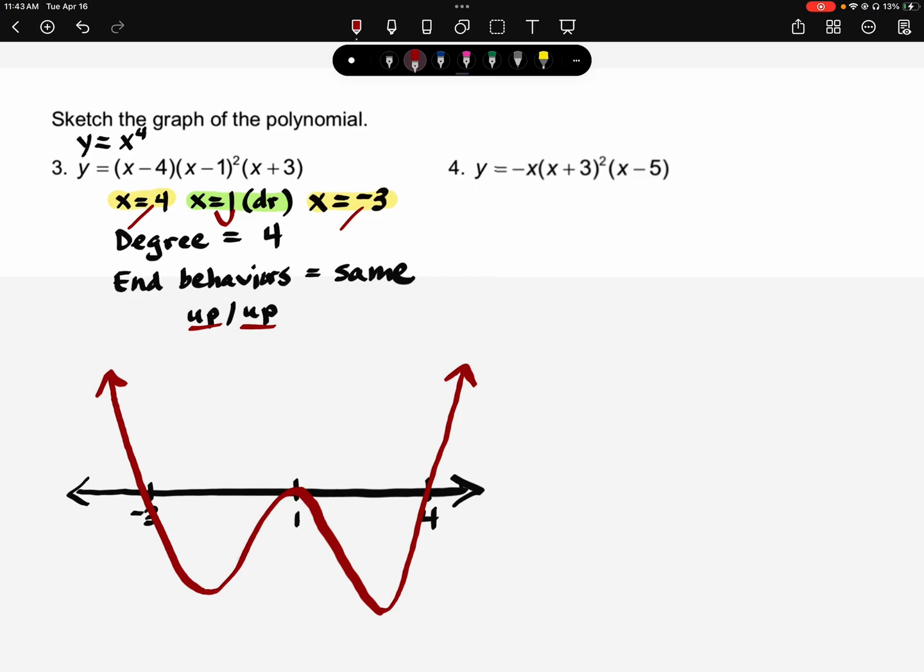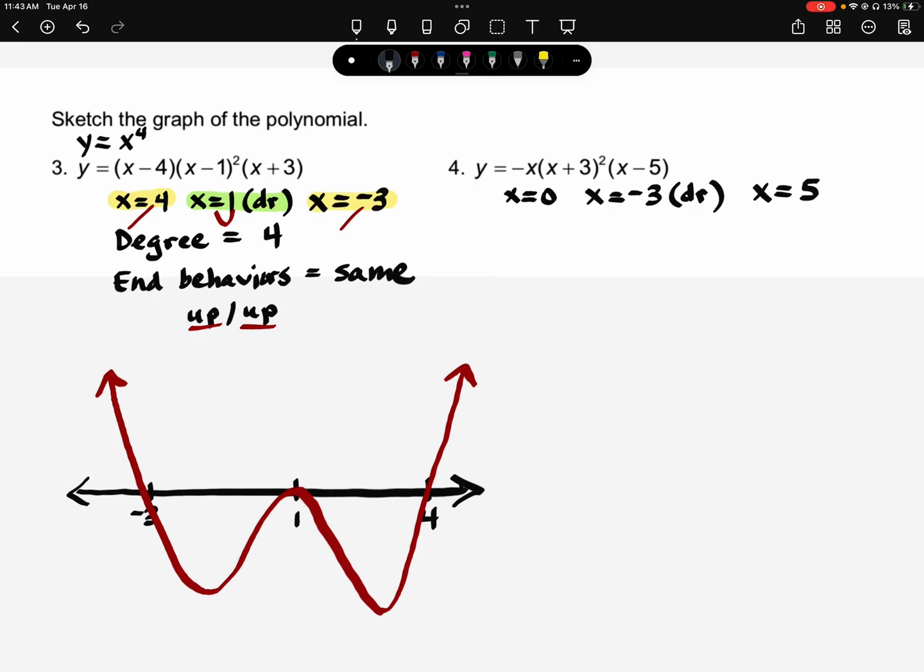Okay, let's look at number 4. Number 4 is very similar. Let's first start out by looking at the roots that we would have. If I have y equals negative x times x plus 3 squared times x minus 5, I know with that negative x there, if I set it equal to 0 and solved it, I would get x equals 0. If I took x plus 3 and set it equal to 0 and solved it, we get x equals negative 3. And since there's 2, we'll call that a double root. And then x minus 5, we set it equal to 0 and solve it, we'll get x equals 5.